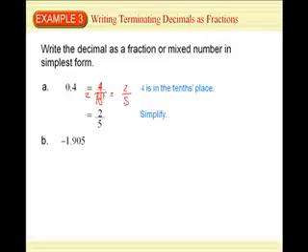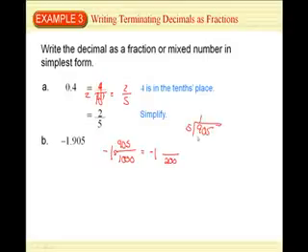This one is -1 and 905 thousandths. So -1 and 905 thousandths. And then, obviously 5 can go into those, so -1 and 5 goes into 1,200. Using divisibility, I know 5 can go into 905 because it ends in a 5. 181. And I'm going to say that's it.